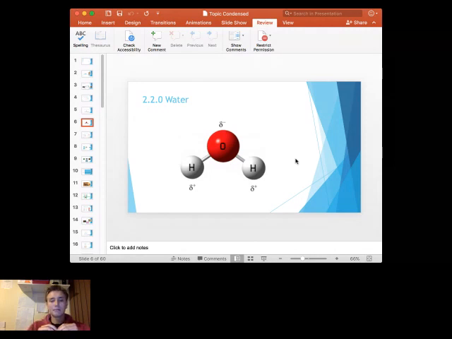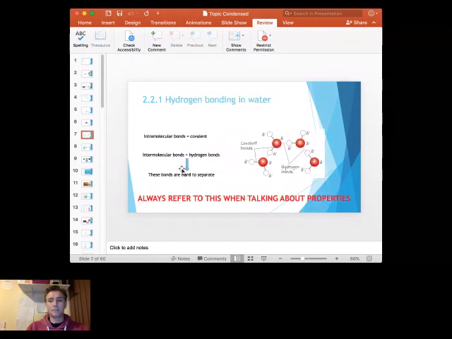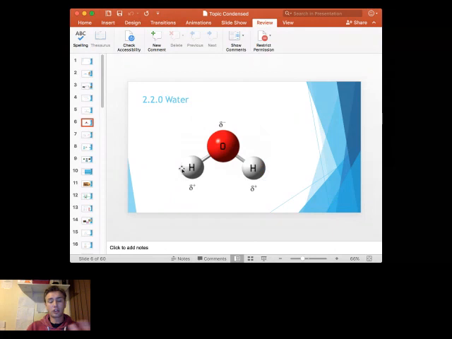All right, so 2.2 talks about the structure of water. The structure of water is generally quite simple, right? We know that it's H2O. I'm not going to go through that. Basically, the structure of water is important because due to the orientation of these atoms, the oxygen and the hydrogen, you have an unequal distribution of electrons.